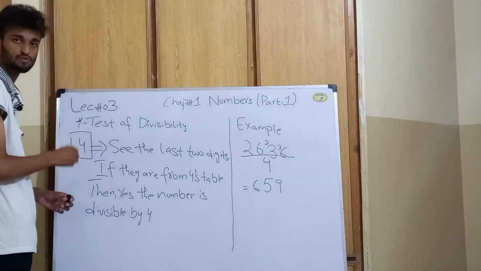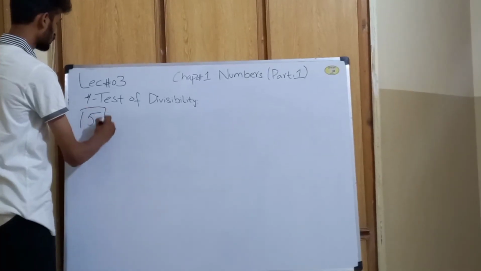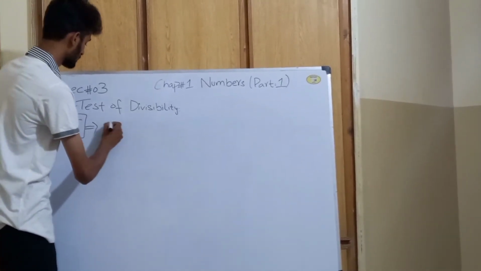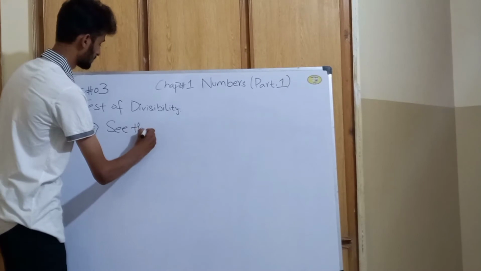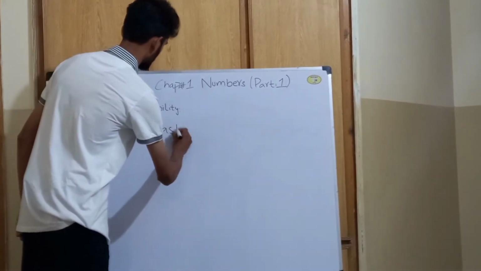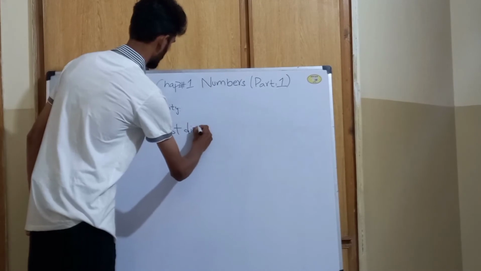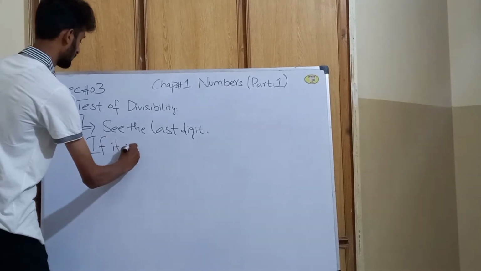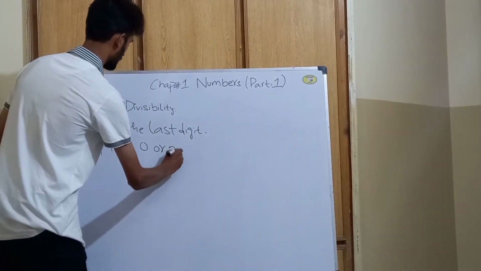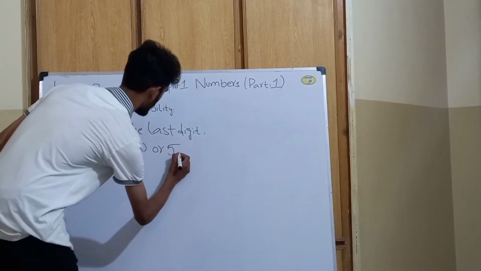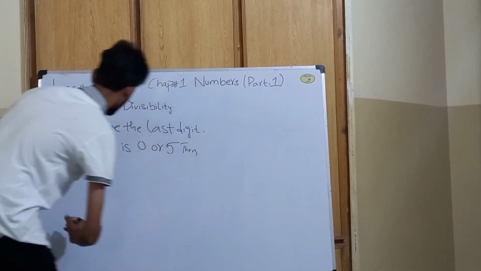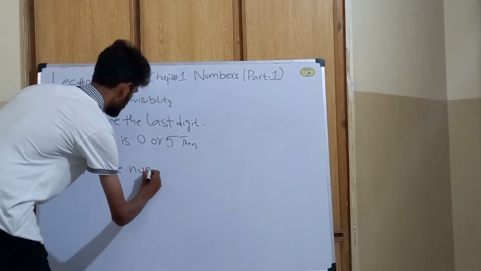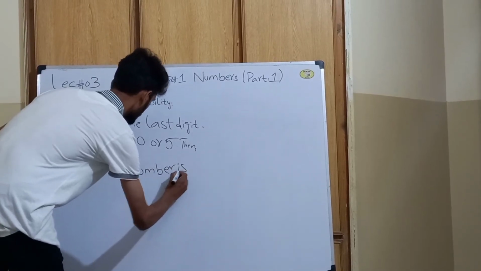Now we will check the test for number 5. The test for number 5 will be simple. We will see the last digit. If it is 0 or 5, then yes, the number is divisible by 5.